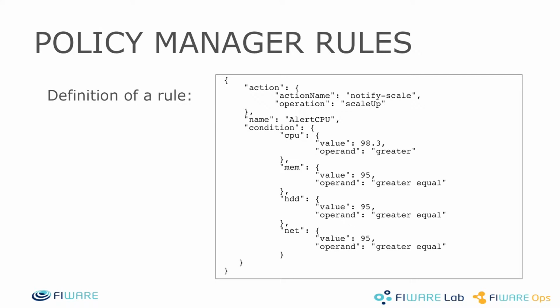Looking at the rules definition, this is an example of a policy manager rule. It defines the action that will be launched when the conditions are taking place, and the name which defines the rule. This is simple information for the user. It should help him to identify the rule with a descriptive name. And finally, the conditions, which are based on CPU, memory, hard disk, and network, and the operands for each parameter.